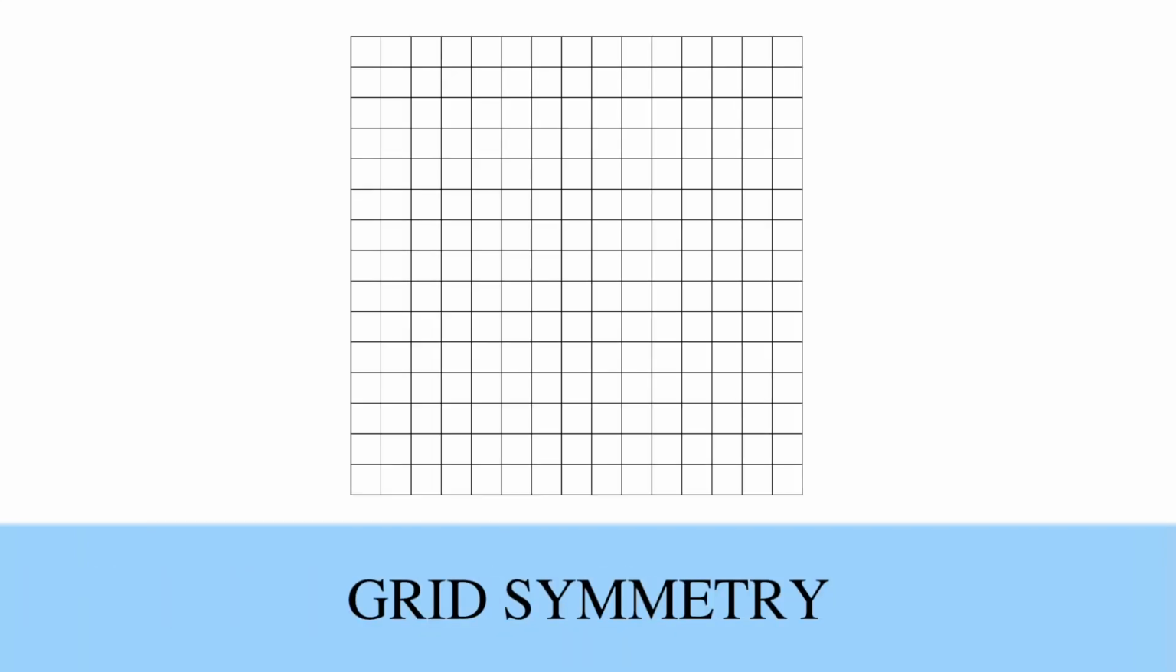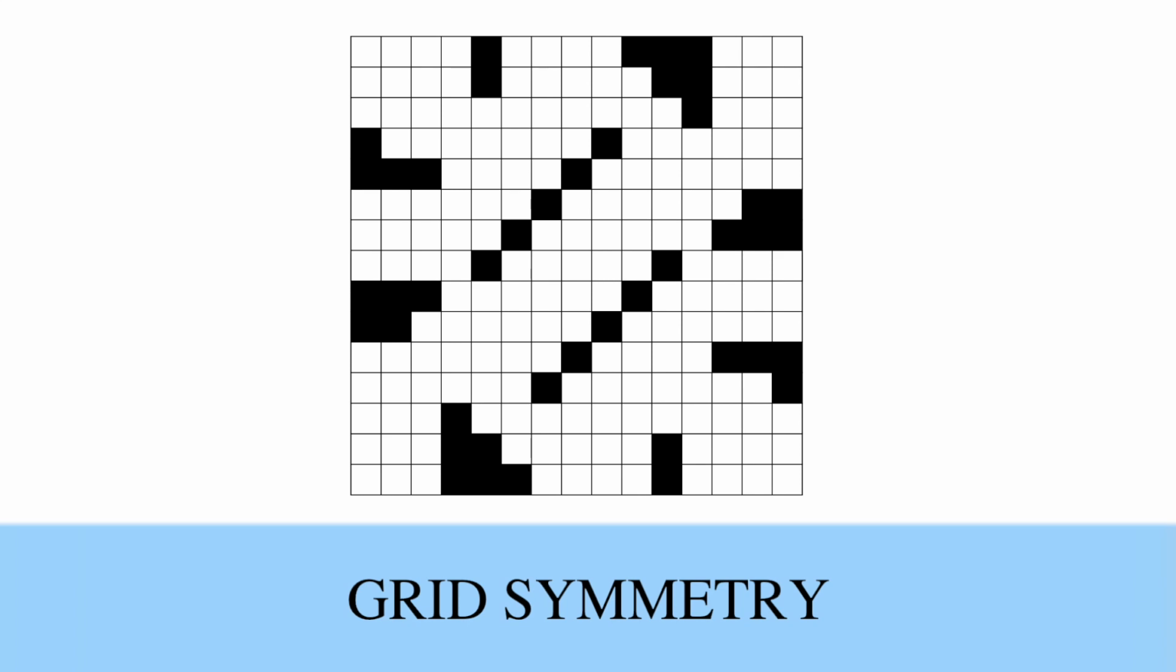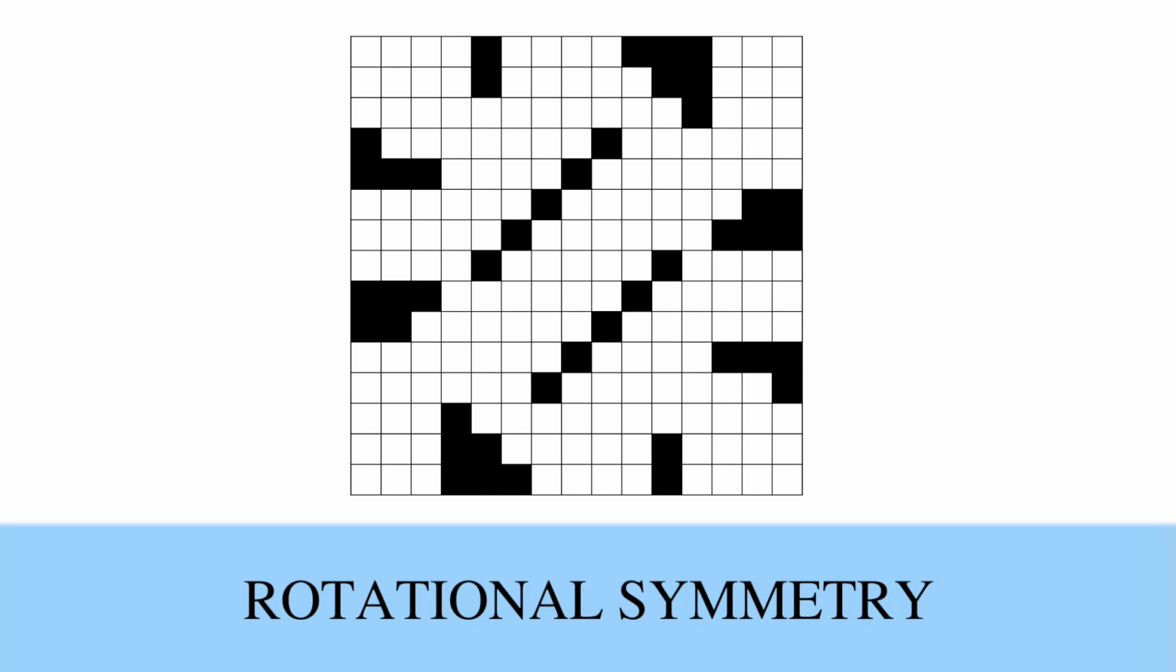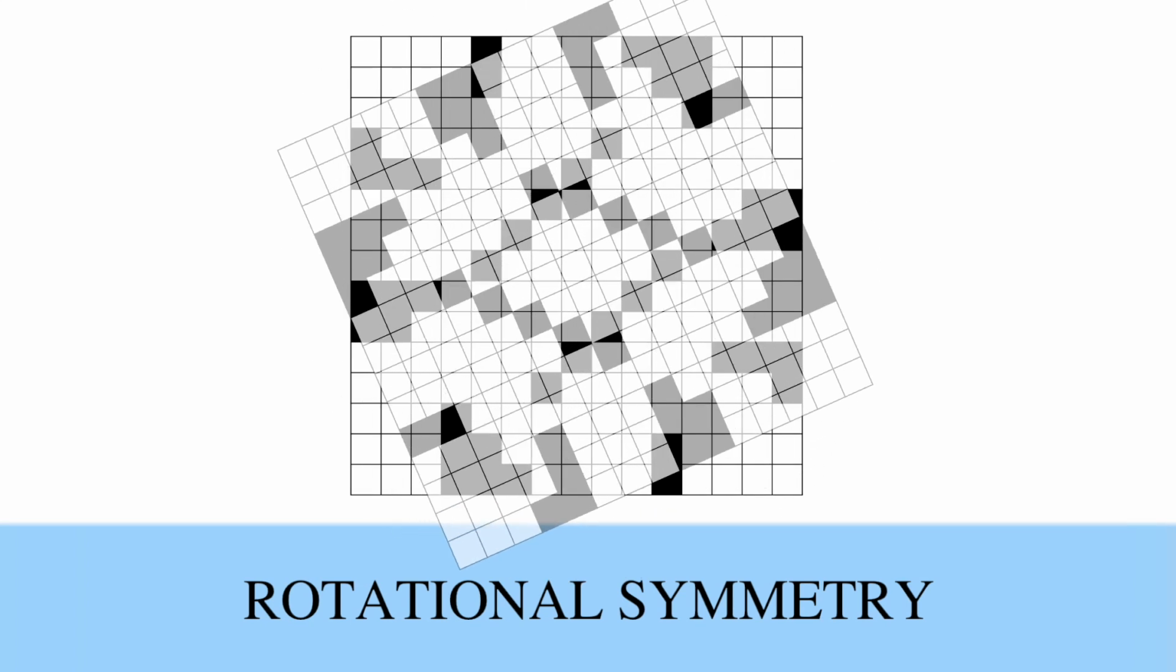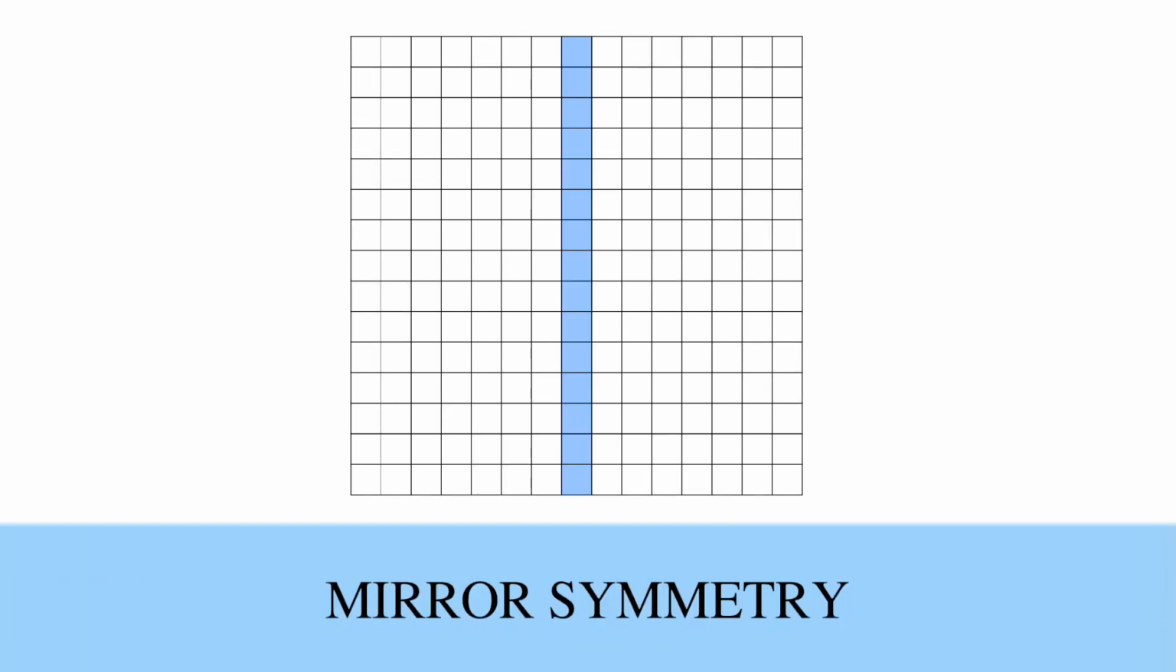Grid symmetry refers to the convention that black boxes be arranged in a symmetrical pattern in the grid. The most common arrangement is 180-degree rotational symmetry, which means that the grid would look just the same if you turned it upside down. Mirror symmetry refers to an arrangement of black boxes that is symmetrical across the middle column.